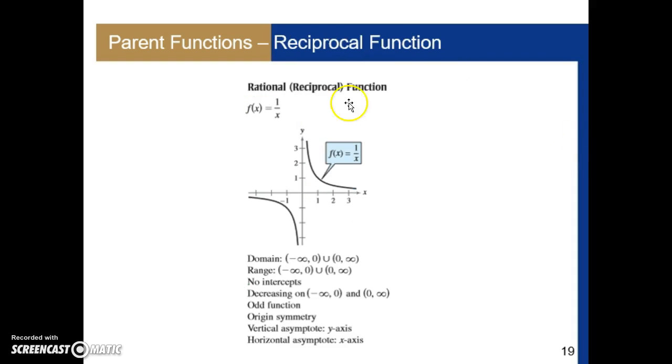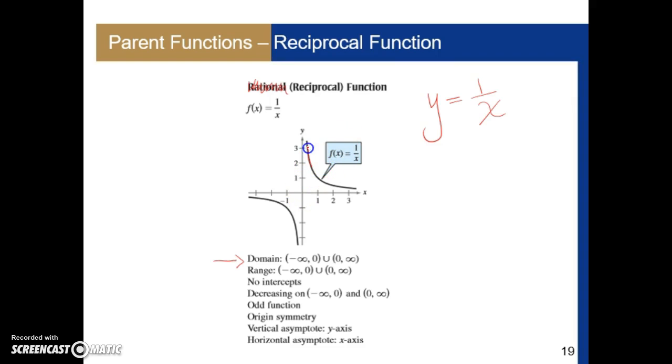And finally, let's talk about the parent reciprocal function. This is the parent reciprocal function, and that is the function y equals 1 over x. So it has two pieces. It has this behavior in quadrant 1 and this behavior in quadrant 3. So the domain of this function is all real numbers except 0.